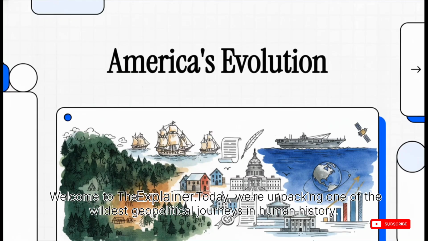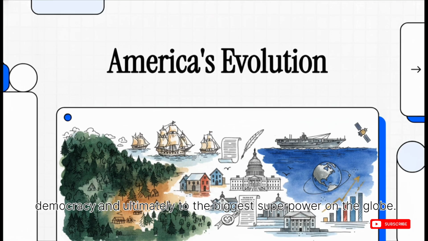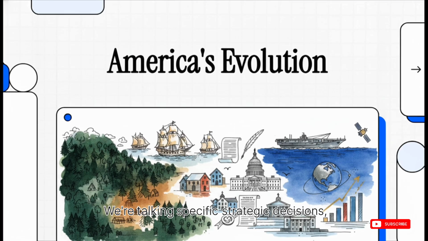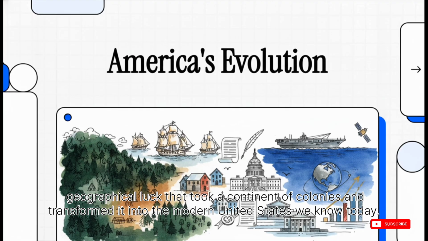Welcome to The Explainer. Today, we're unpacking one of the wildest geopolitical journeys in human history. We're going to trace the timeline of America, from a largely undiscovered landmass way across the ocean to the world's oldest democracy, and ultimately, to the biggest superpower on the globe. We're talking specific strategic decisions, devastating conflicts, and honestly, a whole lot of sheer geographical luck that took a continent of colonies and transformed it into the modern United States we know today.